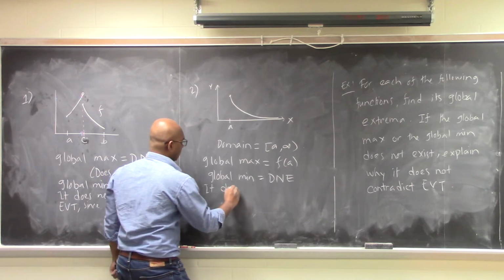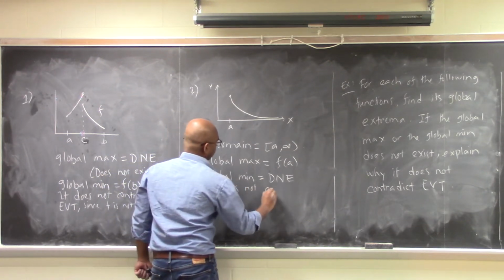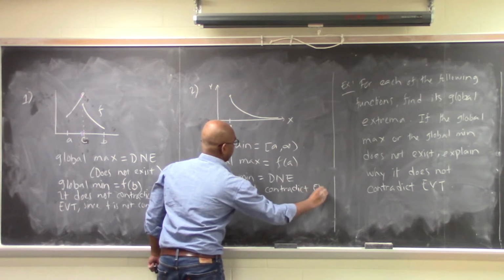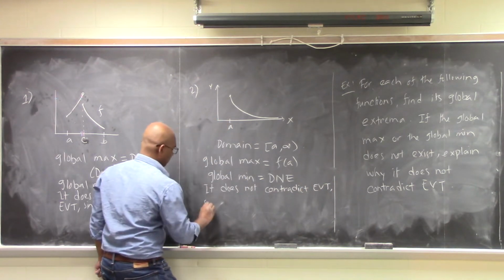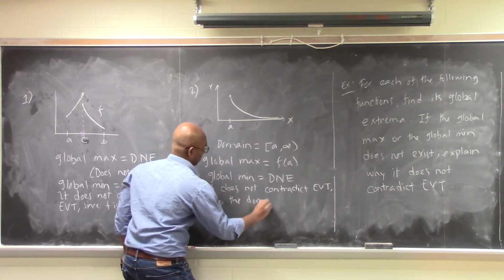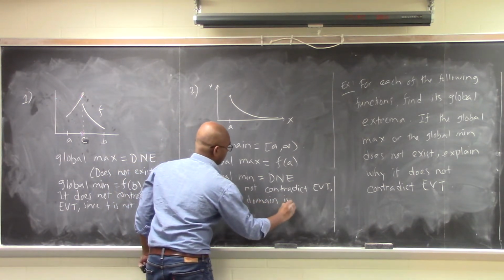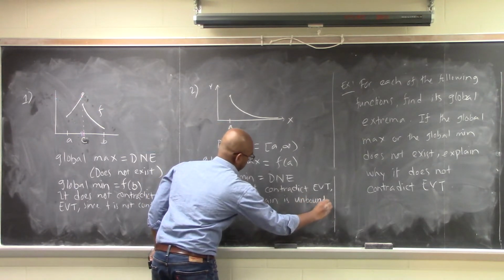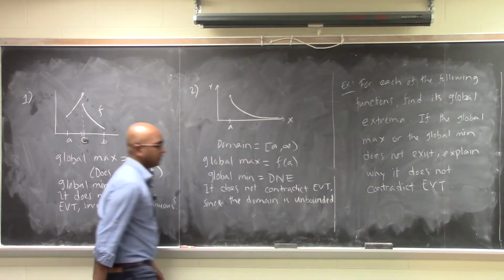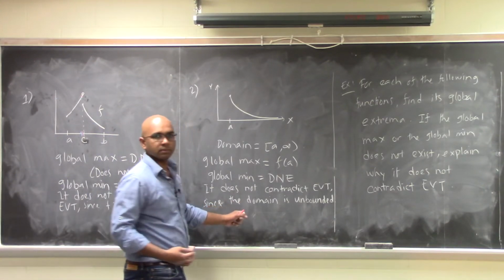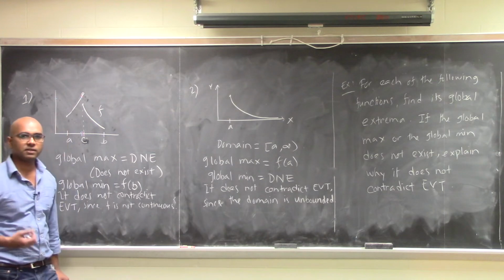It does not contradict EVT, since the domain is unbounded. The opposite of bounded is unbounded. Does it make sense?